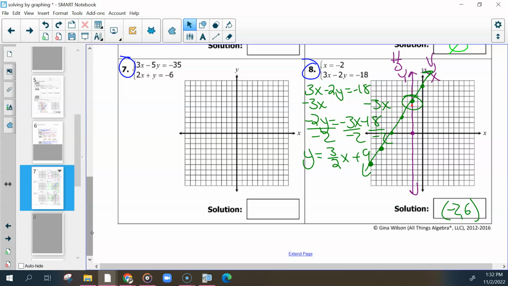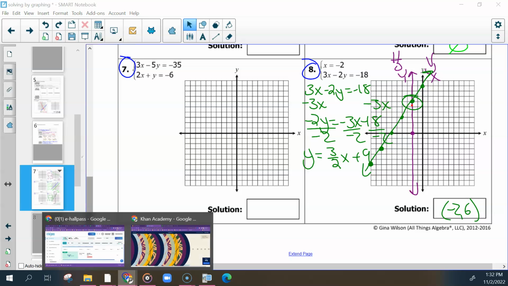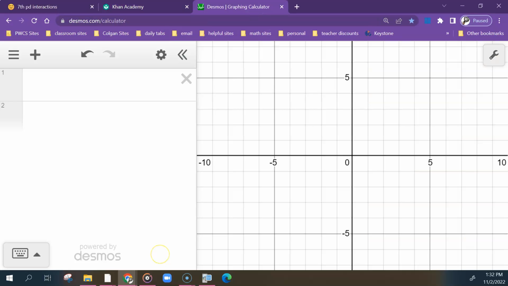And then if you're at home and don't have access to these calculators and want to double check yourself, so now I'm going to do 7. If you have the Desmos app or Desmos on your phone, go ahead and pull that up. What's nice about Desmos is I don't have to do anything before I put the equations in here. I can just put them directly in.